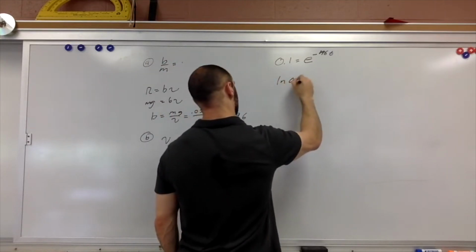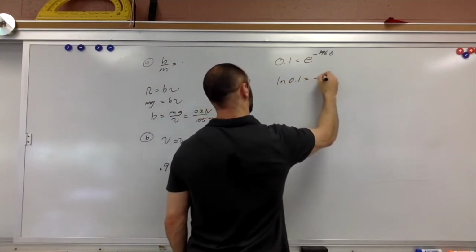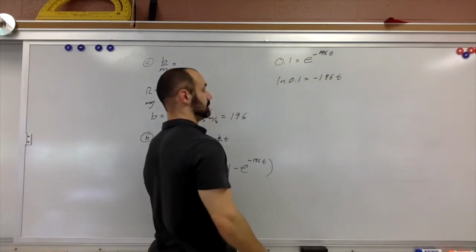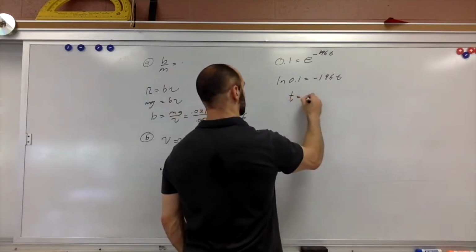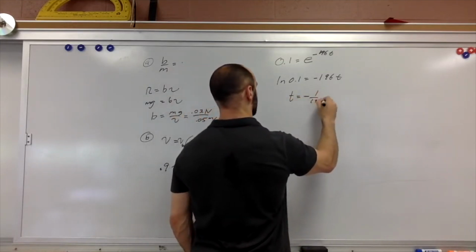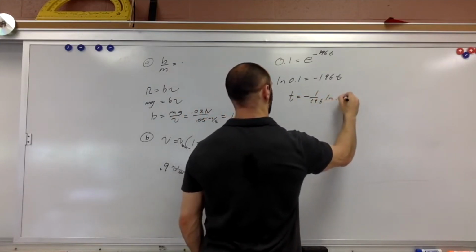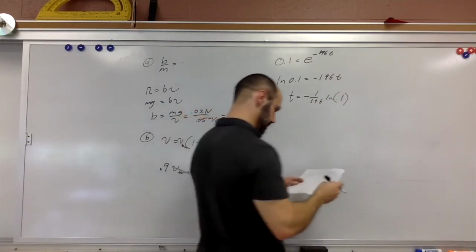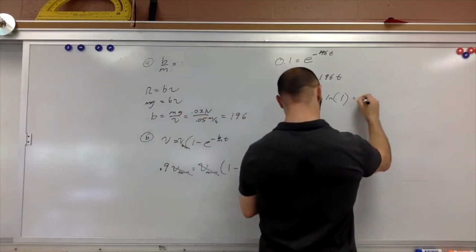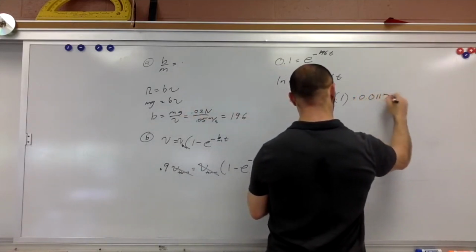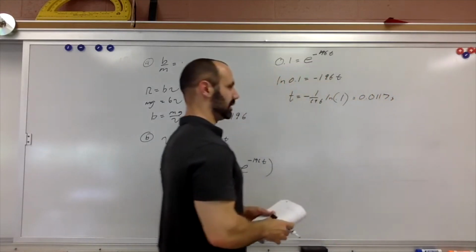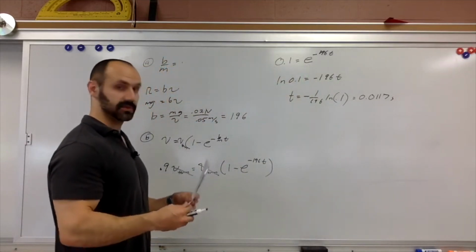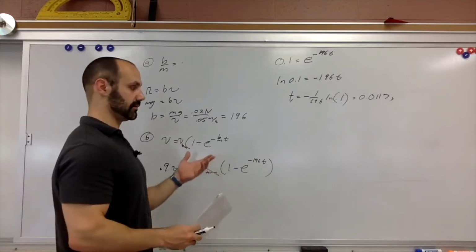So natural log of 0.1 equals negative 196 times t. And so t is equal to negative 1 over 196 natural log of 0.1. And that turns out to be 0.0117 seconds. So in about 12/100ths of a second, this has already reached 90% of V term. So it's slowing down very fast.